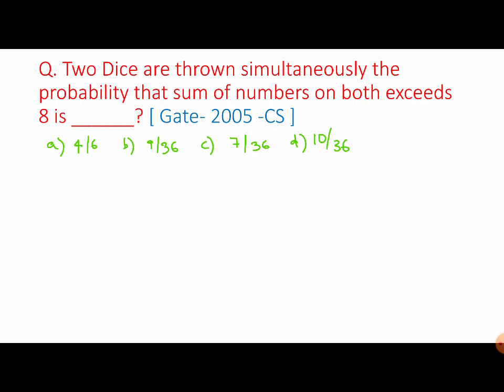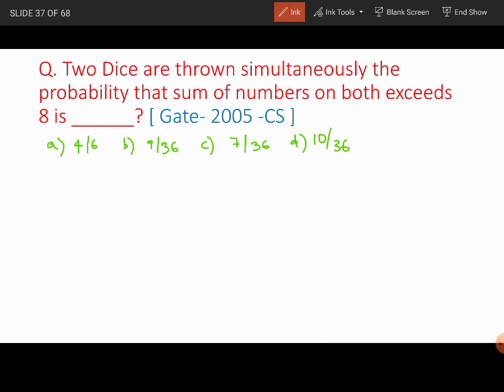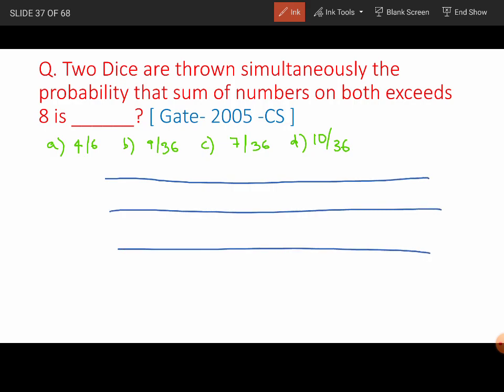Yeah, we'll go for the next problem. 2 dice are thrown simultaneously. The probability that the sum of numbers on both exceeds 8. This was given in GATE 2005. So let's draw a table. So sum and total events.